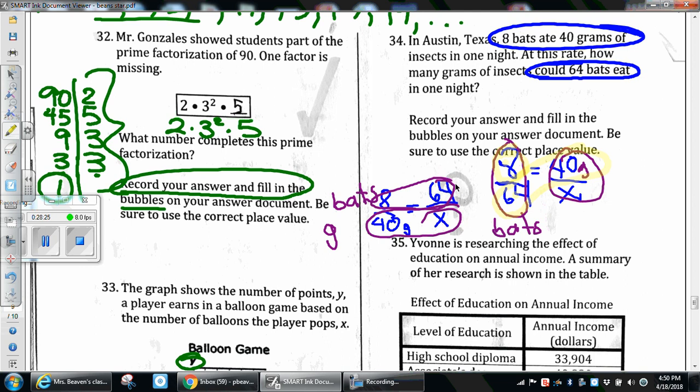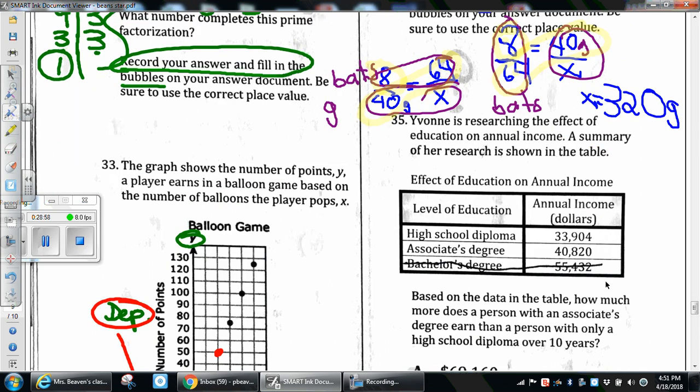Now let's look over here. So we have the same: 64 multiplied by 40 and divided by 8. And so the correct answer for this one, I have it here, is actually going to be 320. So that is X here. And I believe this one you had to record the answer as well. So it's 320, not 40. 320, and we're talking about grams of insects. So let's look at 35.